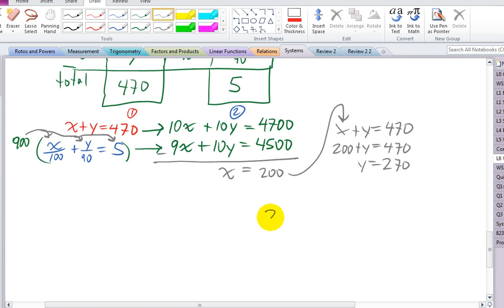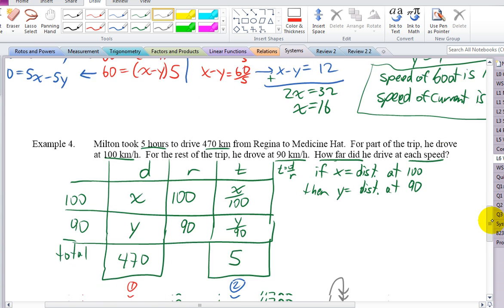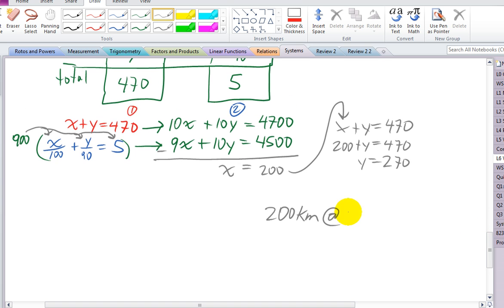So I would say 200 kilometers. It's the distance, right? That's what my if-then statement says. Distance at 100 kilometers an hour. And then the 270 kilometers, that's at 90 kilometers per hour. Okay.